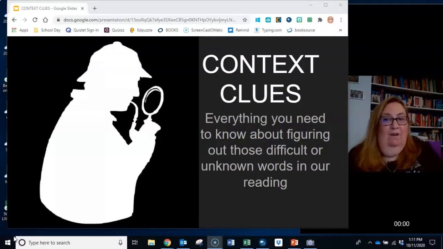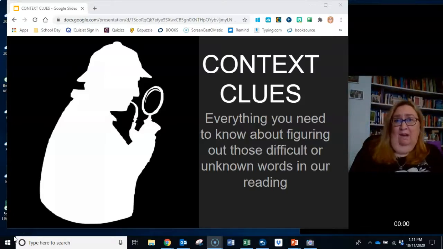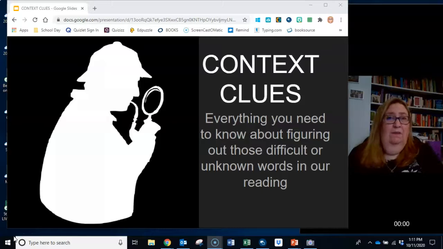So this is the beginning of our information about context clues, and I put a detective on there because that's kind of what we have to become now. We have to become word detectives and figure out what words mean using some clues that we find. And there are lots of different kinds of clues, and those are the context clues we're going to be talking about. So I've titled this Context Clues, everything you need to know about figuring out those difficult or unknown words in our reading.